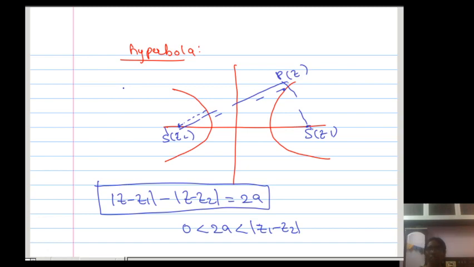Geometrically, what is the meaning of straight line, circle, ellipse, hyperbola, perpendicular bisector? Those are just geometrical meanings. Okay, thank you. In the next class we will discuss solving problems.